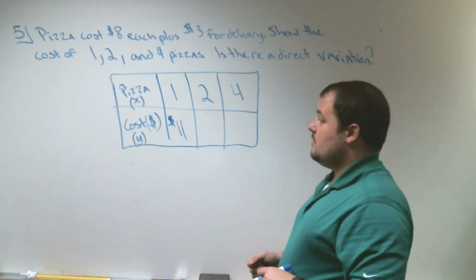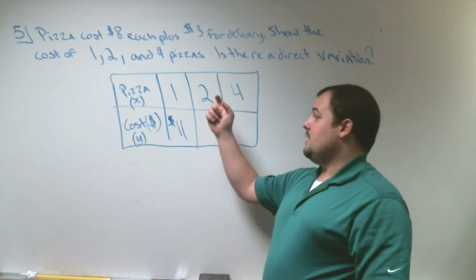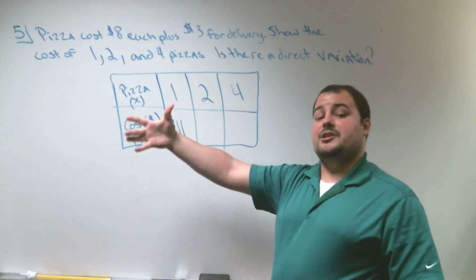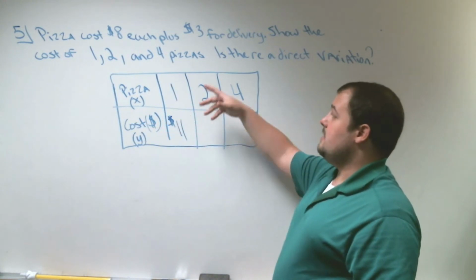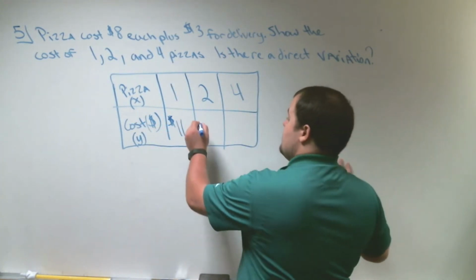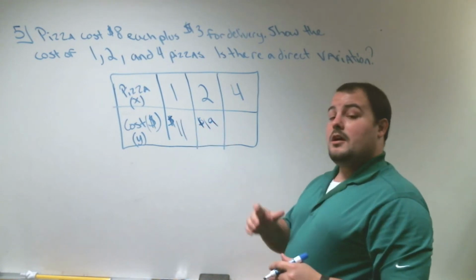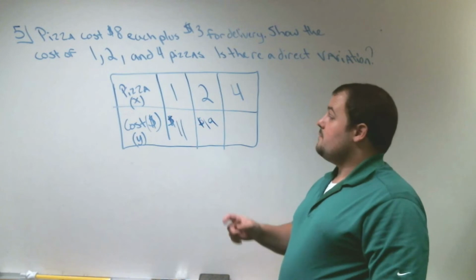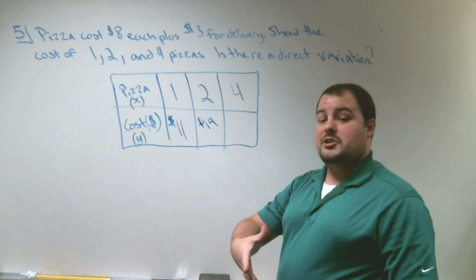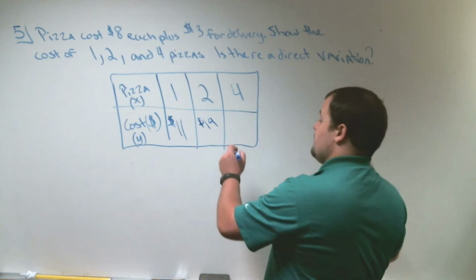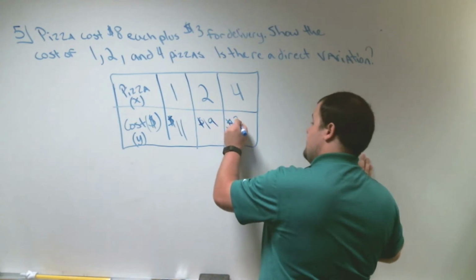1 pizza is $11. 2 pizzas, I would take 2 times 8, because that's how much each pizza costs. That's 16. 16 and add 3, that means 2 pizzas would cost me $19. If I had to buy 4 pizzas, 4 times 8, that's 32. 32 plus 3, that's 35.